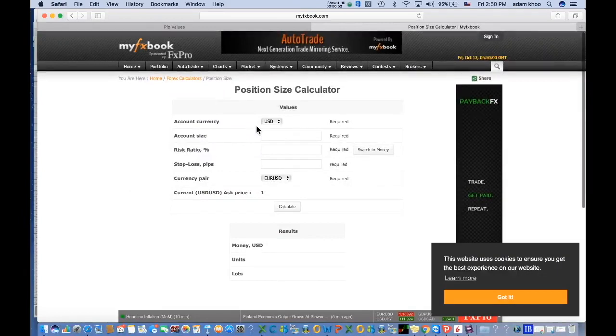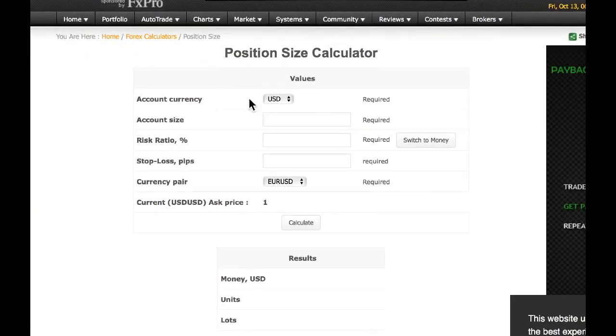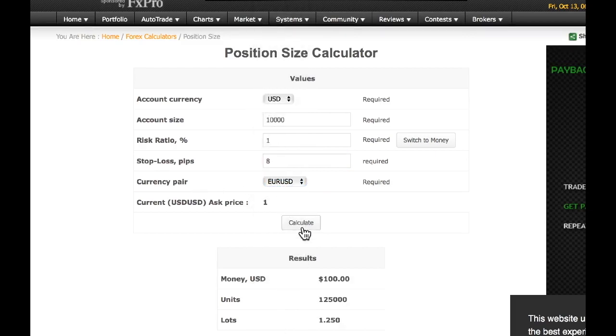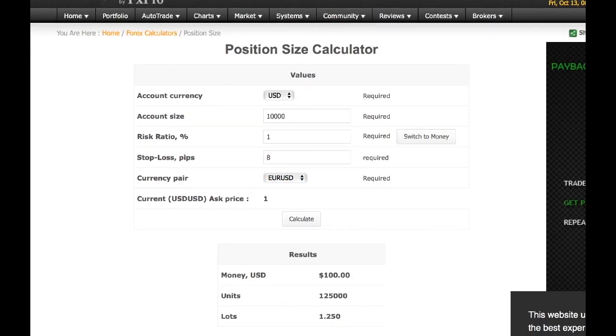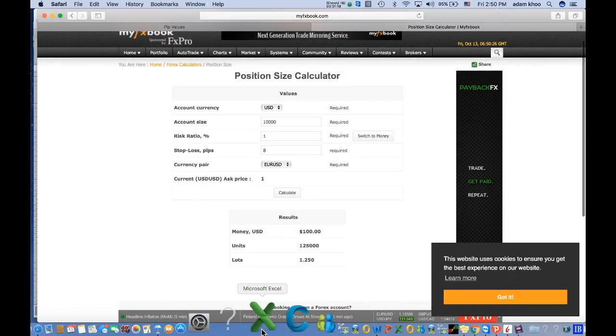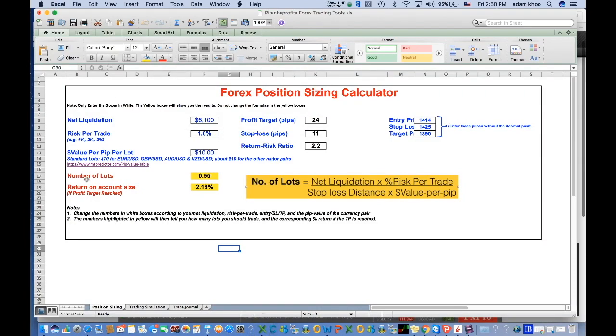And again, I've mentioned before, you can just key in your account size, say it's 10 grand, you're risking 1%, stop loss 8 pips away, and you're trading euro US dollar, you calculate, boom. So you know exactly how many lots, 1.25 or 125,000 units. So you could use this calculator online if you want. You can also use the one I've provided over here.